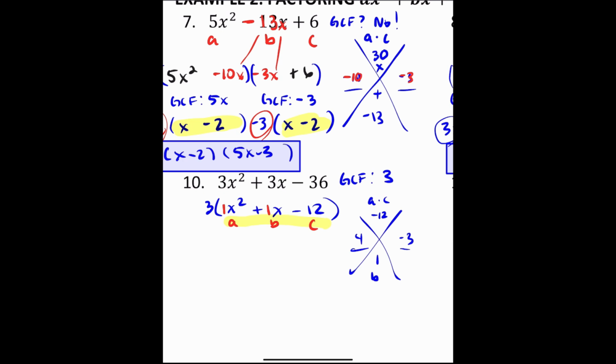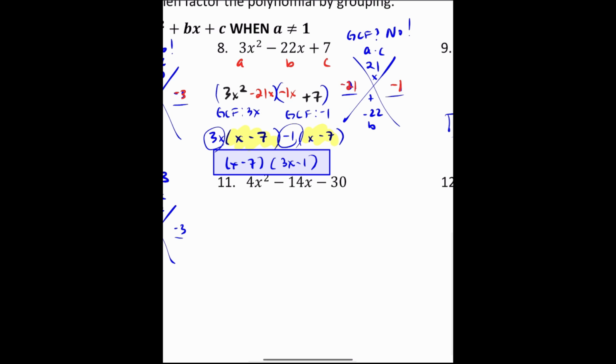So our answer is 3 times the quantity of x plus 4 times the quantity of x minus 3. The steps were basically the same as we did for numbers 1 to 6.